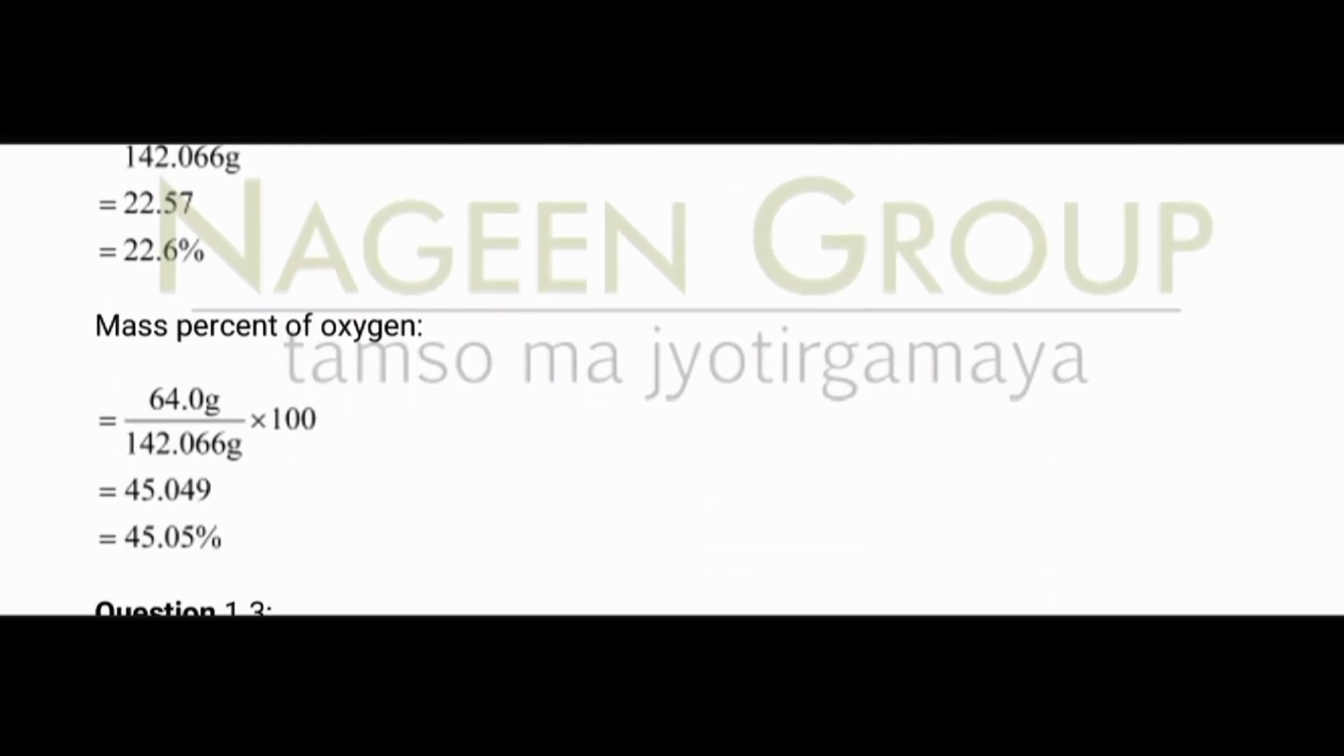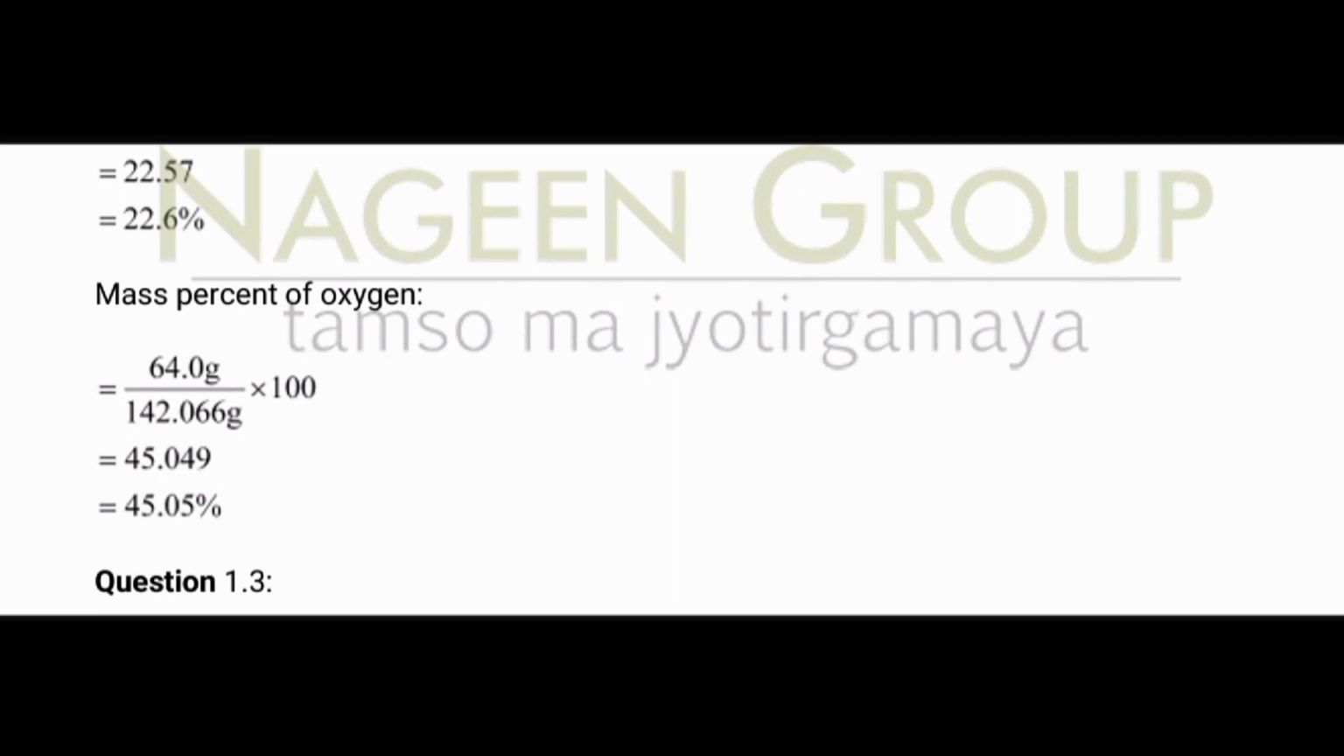Now next is the mass percentage of oxygen. The mass of oxygen is 64, that is 16 into 4. 64 divided by 142 multiplied by 100. So it comes out to be 45.05%. So by this we can calculate the percentage of each and every atom in a particular molecule.